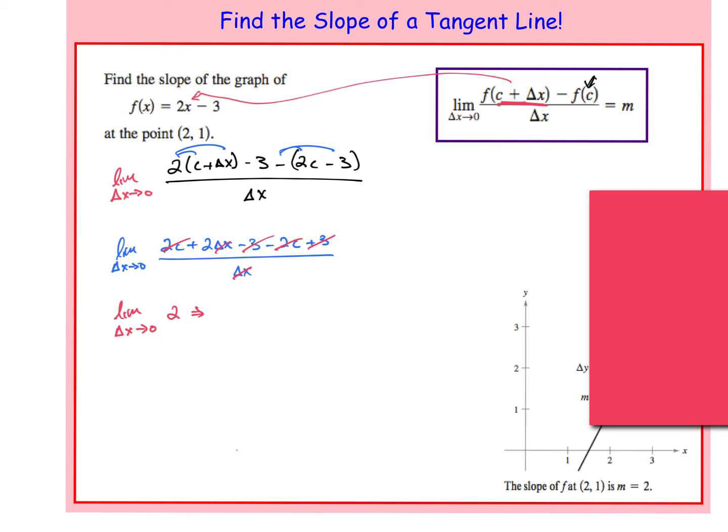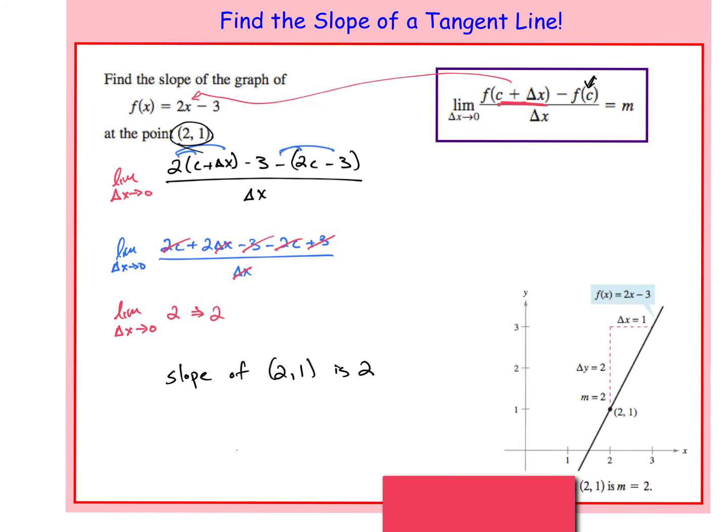So it's going to be what? 2. And that is going to be true for every point on the graph, the slope of every tangent. So the slope at the point 2, 1 is going to be 2. And the slope of everything is actually going to be what? 2. We didn't have to do any work on this one.